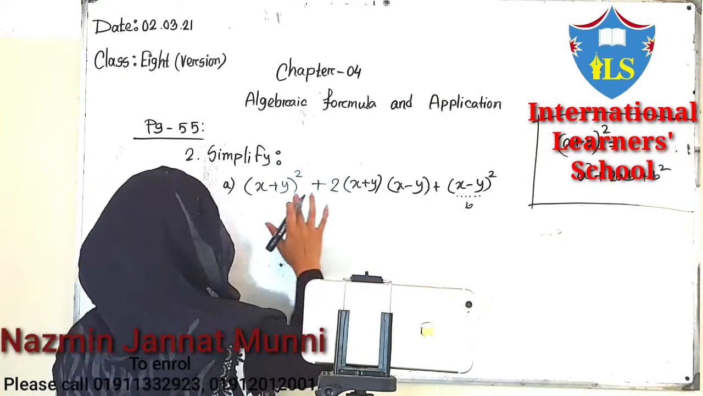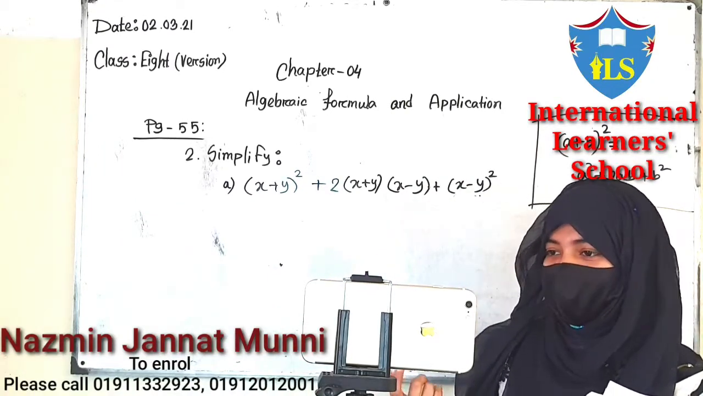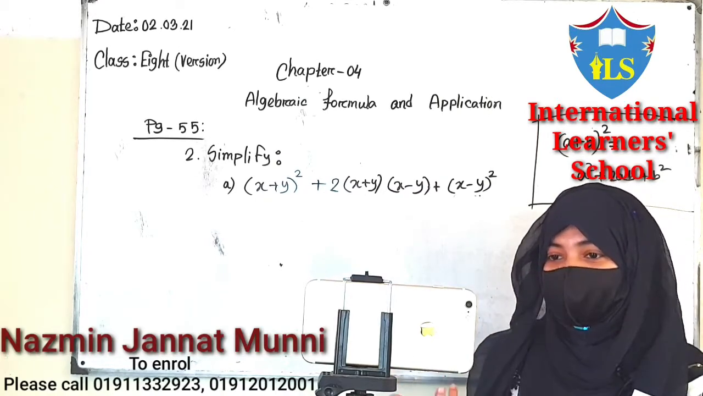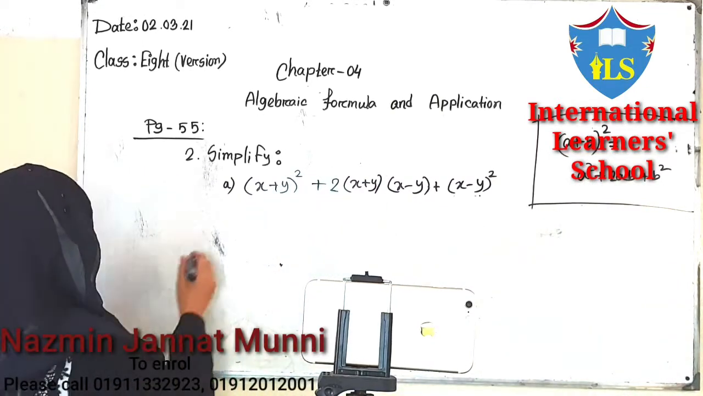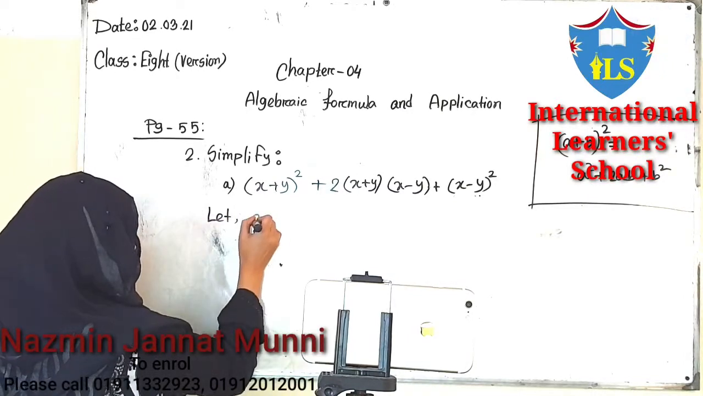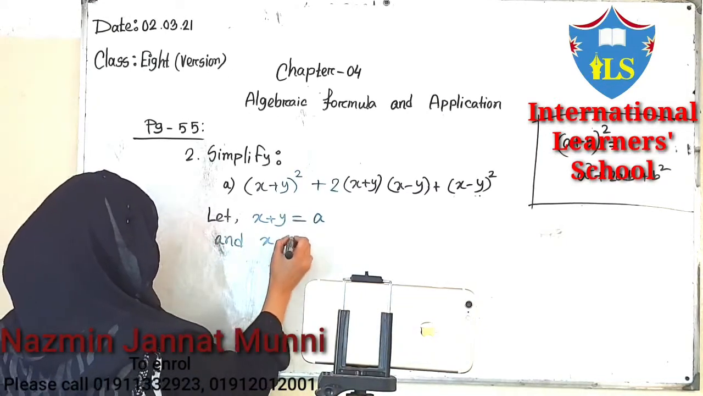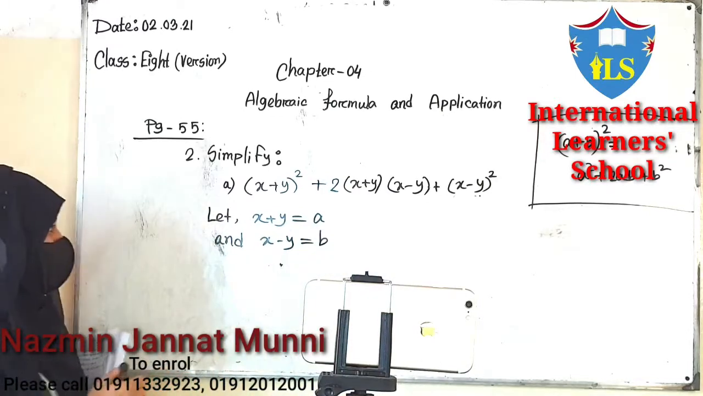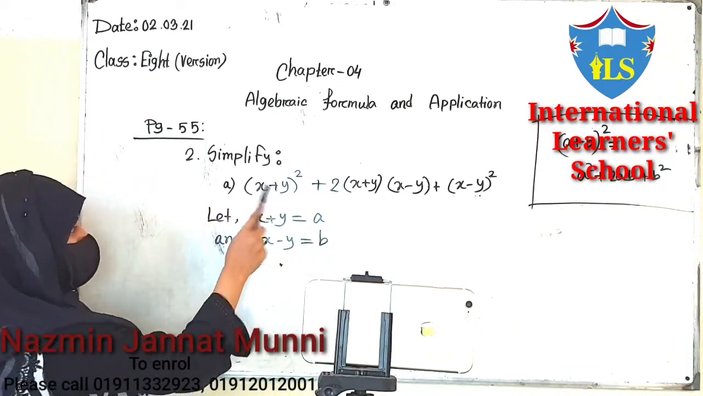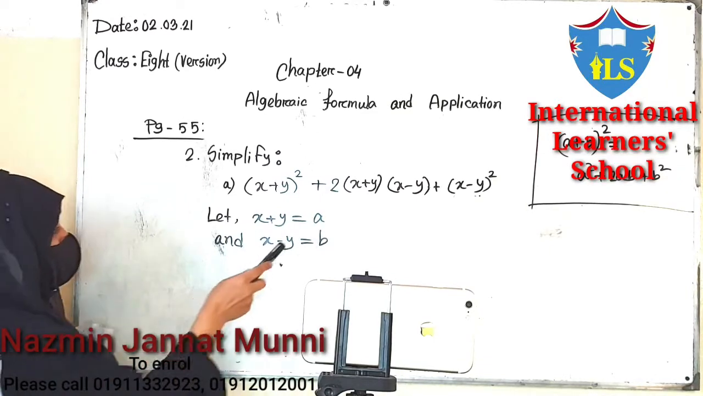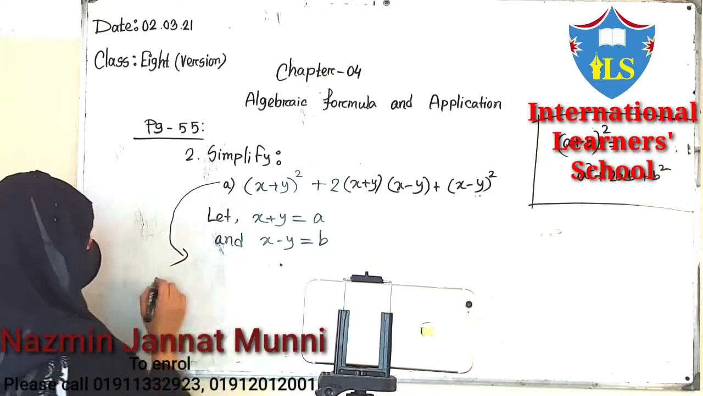We can solve this problem in two processes. Easily we can solve this problem in two processes. If you want to solve the problem by letting something, it will be easy for you. So I will solve the problem by letting something. Let x plus y is equal to a and x minus y is equal to b. Okay? Now I will write at the place of x plus y as a, at the place of x minus y as b. Okay? So using this expression, I have to write it.